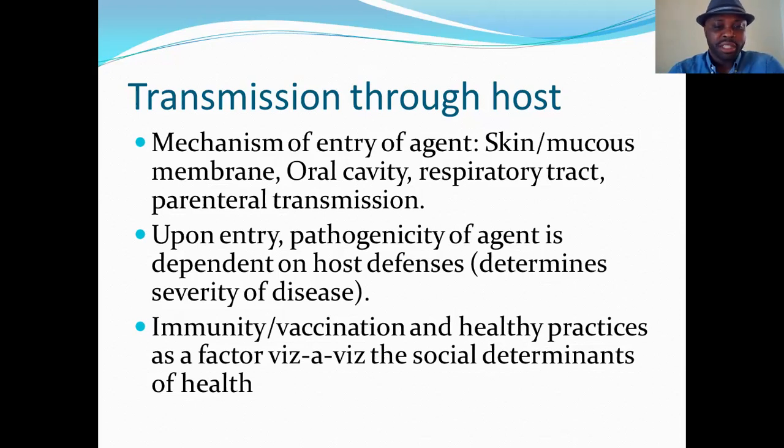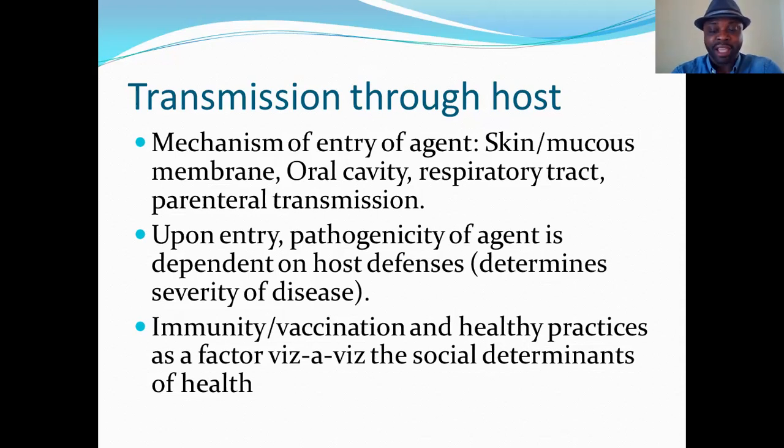So the immunity and vaccination of such an individual helps to prevent some diseases. Healthy practices are also a factor, body hygiene, general hygiene. How do you take care of yourself? These are ways of preventing some of these infections. And then what we call the social determinants of health. The income someone gets, whether you want to believe it or not, his level of education, his level of employment, all are called social determinants that actually affect someone's health and well-being.